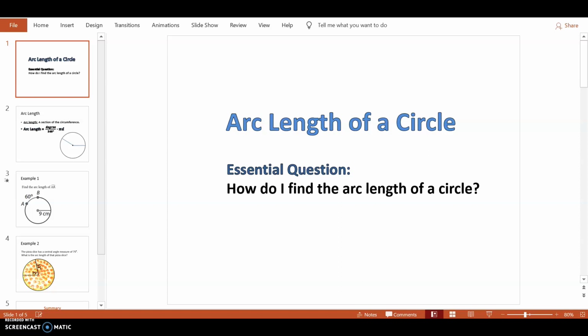Hey class, back today. We're going to take notes again today. This will be our last section of notes for the week. And today we're talking about arc length of a circle.